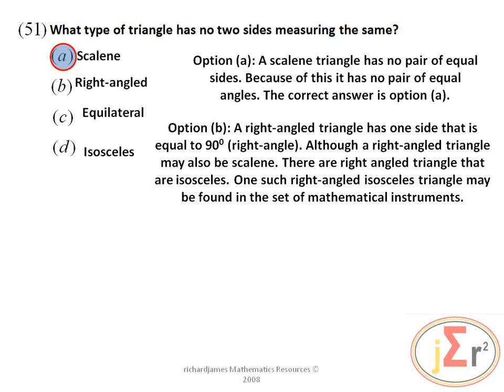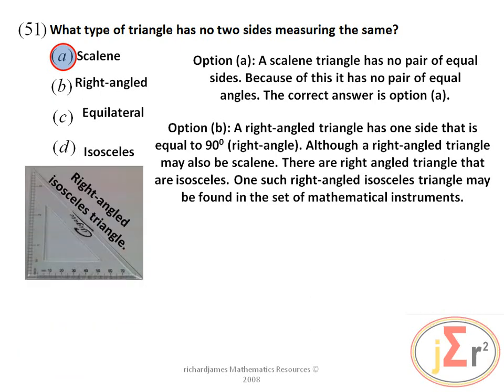Okay, good. Alright. So, a right angle triangle has one side that is equal to 90 degrees. Although a right angle triangle may also be scalene, there are right angle triangles that are isosceles. One such right angle isosceles triangle may be found in the set of mathematical instruments. So in the set of mathematical instruments, you have one right angled isosceles triangle.